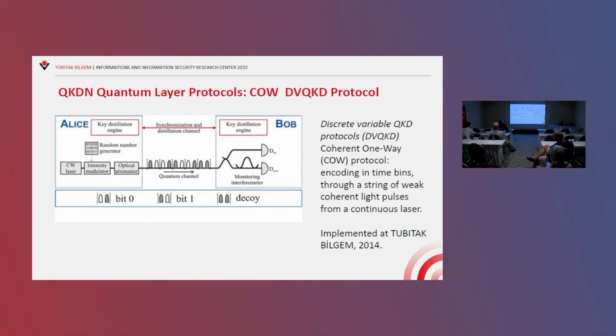This example, which we call the coherent one-way protocol, I'm showing because this was implemented at TUBITAK on an optical table using standard optical components in 2014. The source now is an attenuated laser source, so that you make sure the photons are transmitted individually. It encodes the information on the time bins transmitted, so 0 and 1 bits are encoded in this way. Again, you have a quantum channel and a classical channel.